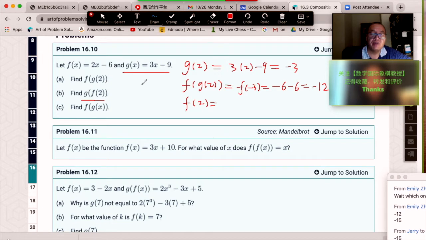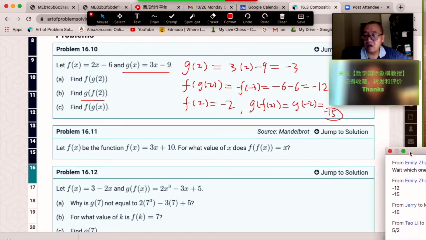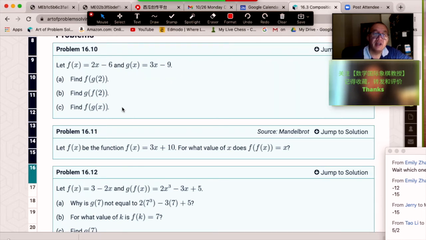f(2), you got 2 times 2, 4 minus 6, you got negative 2, right? Then you calculate g(f(2)). Since f(2) equals negative 2, g(negative 2) is negative 2 times 3, that's negative 6. Negative 6 minus 9, you got negative 15. So the correct answer is negative 15. And let's say, if you got it not right, good try.